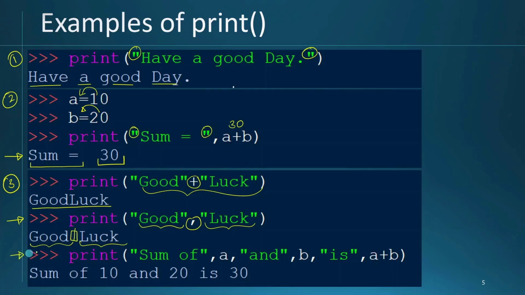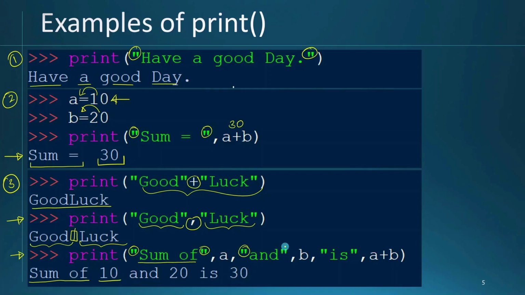Now in the last print statement, you can see I have a combination of string, variable, then a string, a variable, string, then an additional operation with two variables. So let us see how this print function will print this output. The first value inside print is put in quotes, so whatever you write inside will be printed as such. So sum of will be printed. Now you have a without quotes, so the value of a will be printed. Here you can see the value of a is 10. So 10 will be printed.